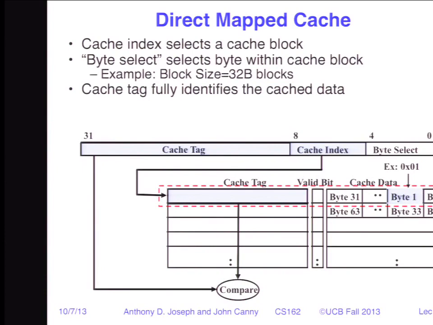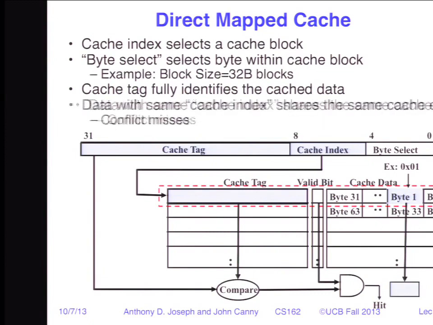Right. We also have to check the valid bit. So we're going to do a comparison first, and then we'll check the valid bit. If they all match, we have a hit, and we have the byte we want. Okay, so we can return that byte. So again, data that has the same cache index is going to potentially cause us to have conflict misses, right? Because they'll all map to the same line of the cache.